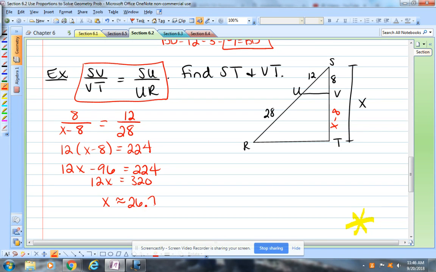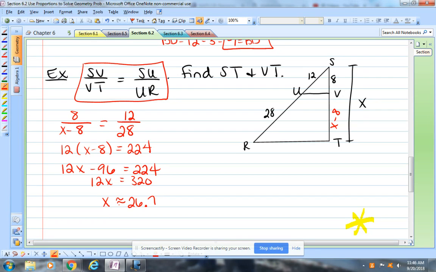I'm going to round it to 27 or 26.7 units. I don't know the units. And I use this symbol for approximately because it is not exactly 26.7. It's exactly 26 and 2/3. So we do not ever want to say something equals something when we approximate. So x is approximately 26.7 units.